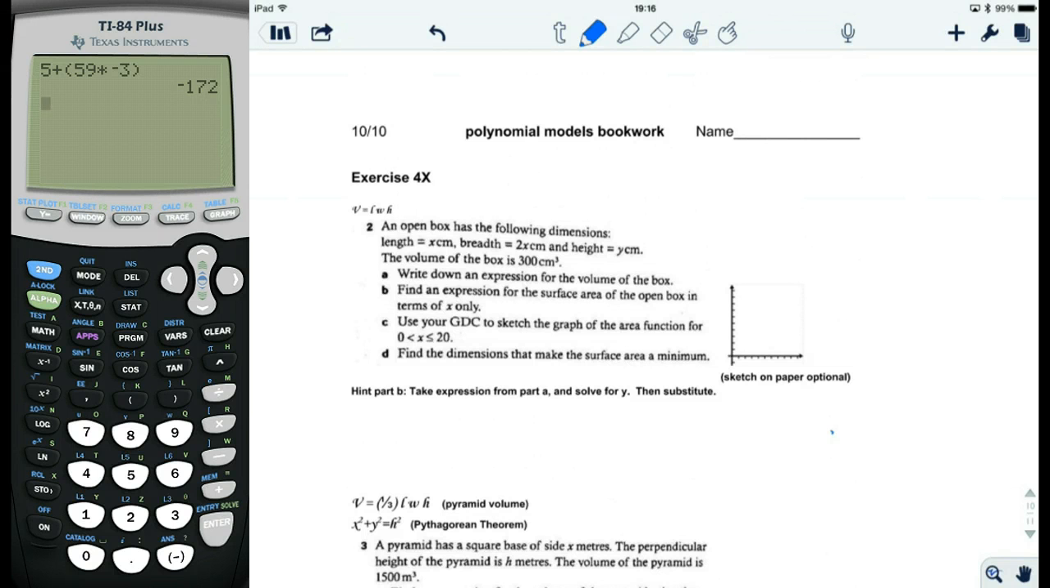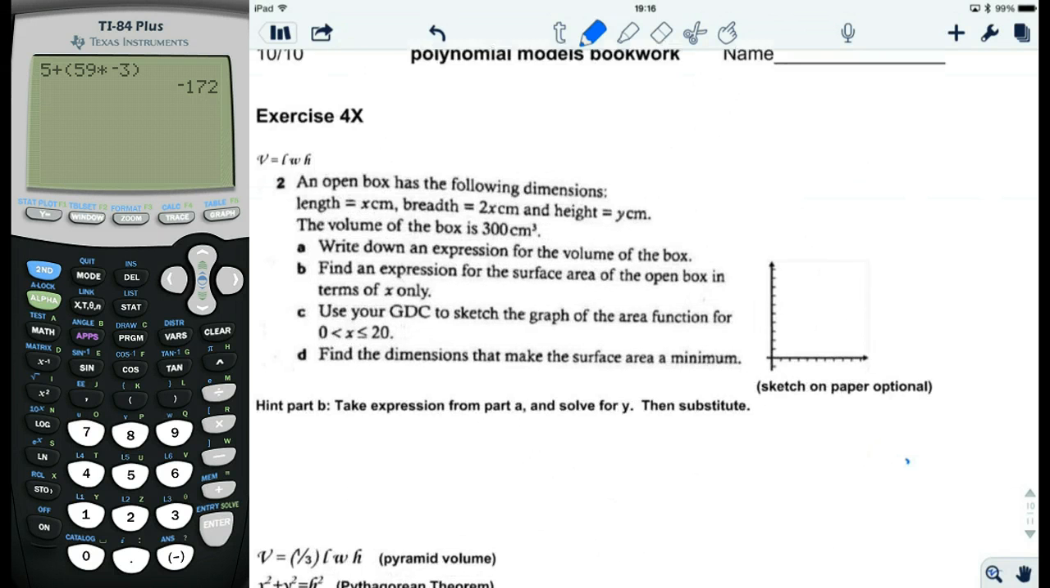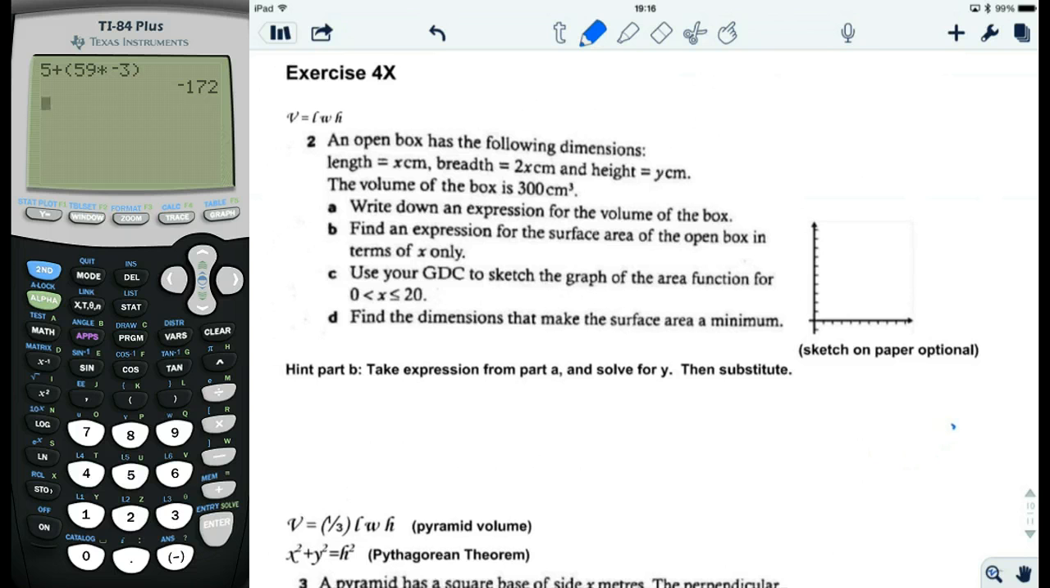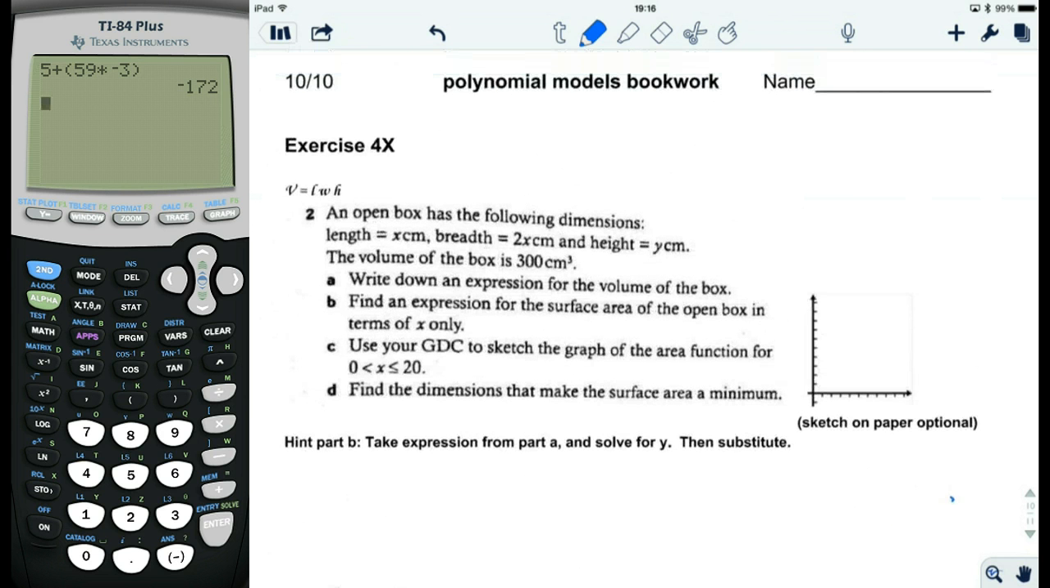Page 10 of Polynomial Models bookwork. This is similar to the previous two problems we did with the boxes. The only difference from before is that it's not a square bottom. It is a rectangular bottom. So the bottom is x by 2x. And then the height is y like before.